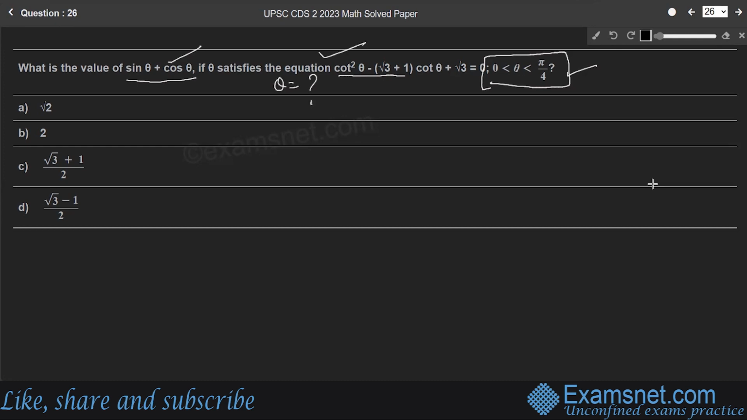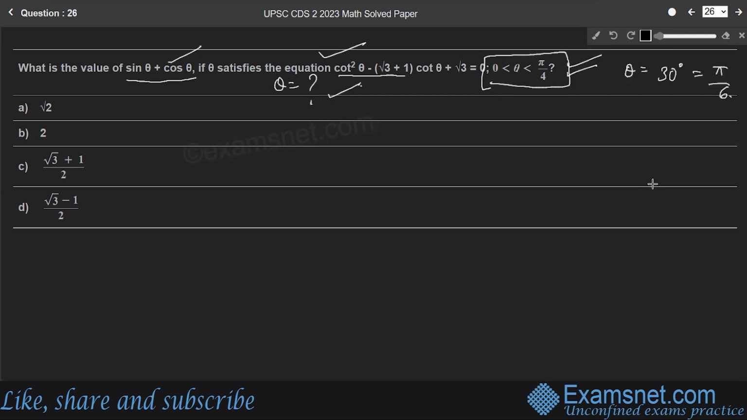This one, cot square theta minus root 3 plus 1 into cot theta plus root 3 is equal to 0. For what value of theta will the equation get satisfied? So here the condition is theta should lie between 0 and pi by 4. So we'll consider theta as 30 degree, which is pi by 6. So theta is pi by 6.